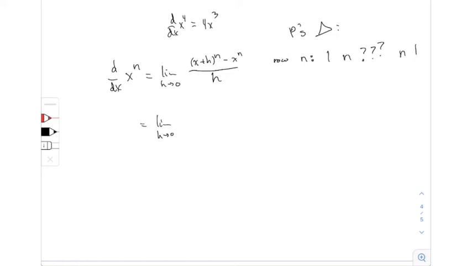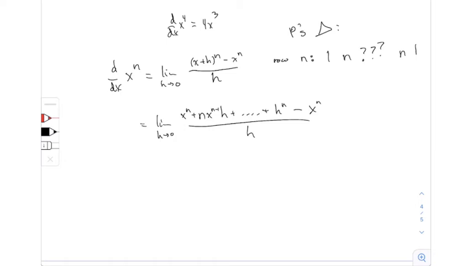So anyway, when I expand this, I get x to the n plus n x to the n minus 1 h, plus a bunch of stuff which I actually don't know what it's going to look like. But eventually, at the end, we'll end up with h to the n as the last one. This is expanding the thing using Pascal's triangle. I don't actually know what most of those numbers are going to be, but I know at the very beginning we get 1 x to the n, and then we get n times x to the n minus 1. All right, that was just the expansion. Then I get minus x to the n, over h.